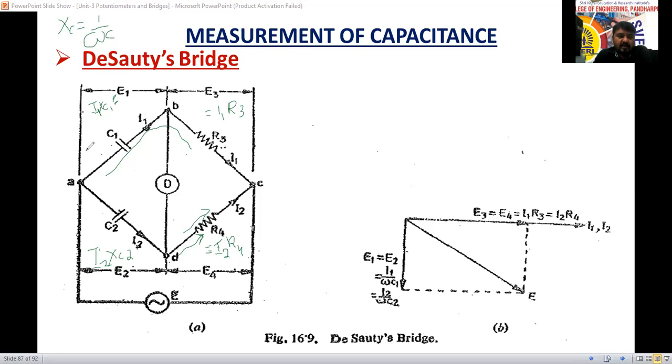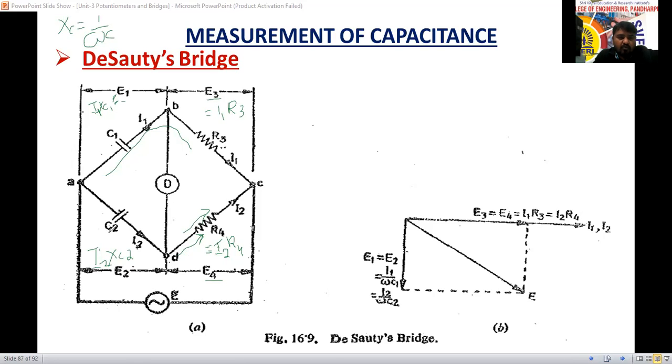So at branch AB the voltage drop is E1. At branch AD the voltage drop is E2. At branch 3, that is called ABC, E3 here now, and branch 4, that is called DC, that is called E4 we are going to call it. Then the main power supply is connected to here now. E we are going to consider.